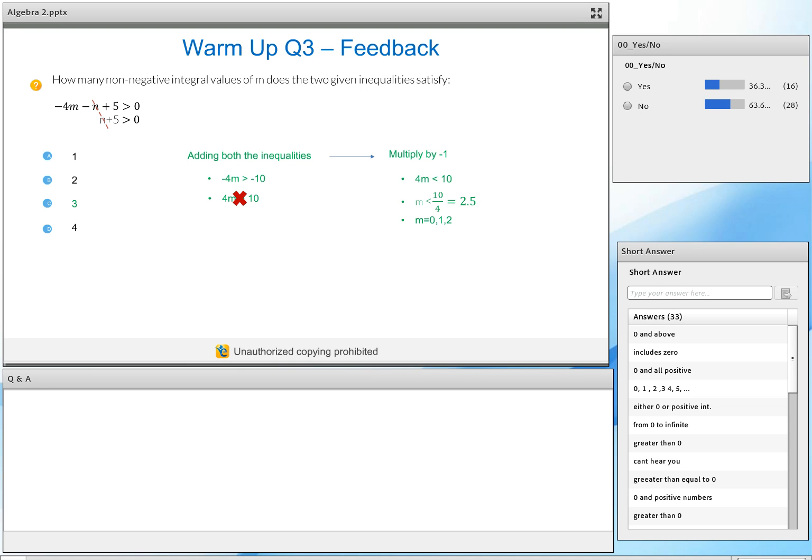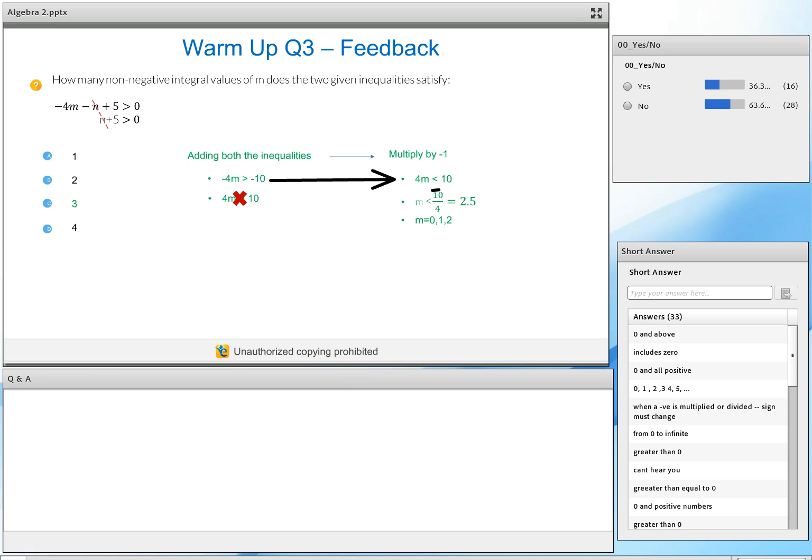Let me just point that out to you. Over here, I'm multiplying both sides by minus 1, so I have 4m on one side and 10 on the other side, and I absolutely have to flip the sign of inequality. This is a very, very important concept in inequalities.